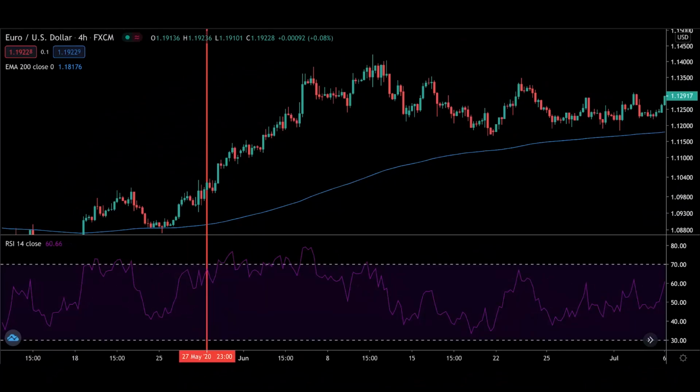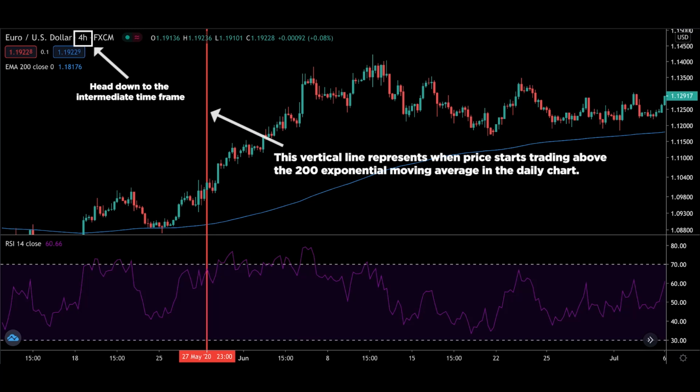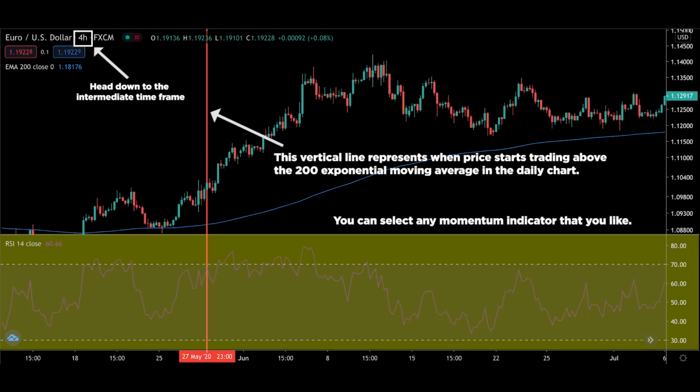Moving on to the last step, it is time to head down to the intermediate time frame and use a momentum indicator. You can select any momentum indicator that you like, but for this example, I will use one of the more common indicators, the relative strength index.